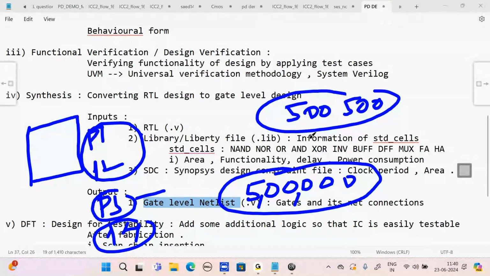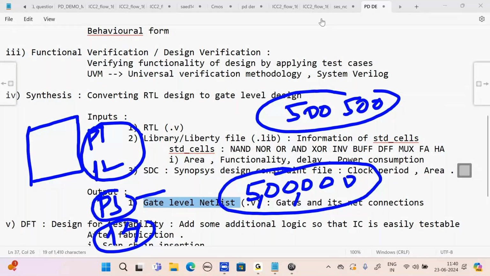If RTL changes even in the previous day, tomorrow is the last day for tape out. If RTL changes in the previous day, then again the physical design engineer has to work from the beginning. If RTL changes, we have to work. We don't have any other option.